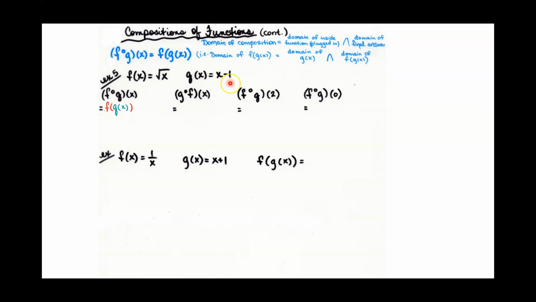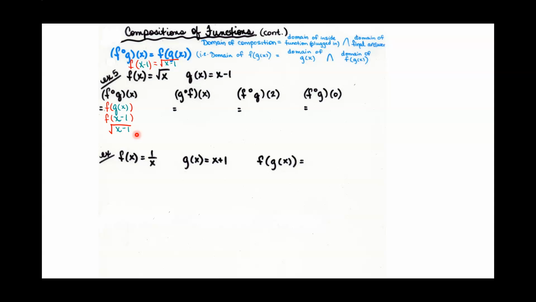So g of x is x minus 1. Let's replace g of x with x minus 1. Now we have f of x minus 1. What does that tell me to do? Well, that tells me to put x minus 1 in the place of x in the f function. So I'm going to put x minus 1 in the place of x, and that would give me the square root of x minus 1. And so that is my composition.